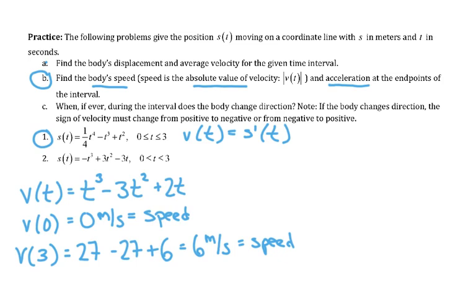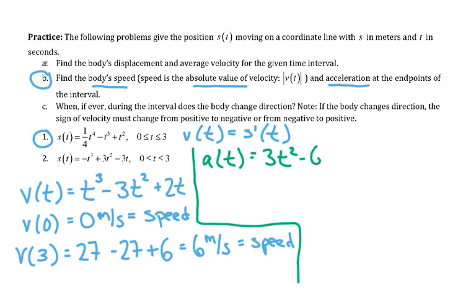Now acceleration will be the derivative of the velocity function. So what is that going to look like? 3t squared minus 6t plus 2. So at time t equals 0, we have acceleration is 2 meters per second squared.